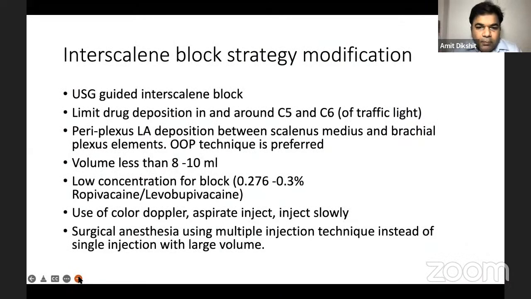So what are the modifications, as I have discussed so many things till now? What is the strategic modification we can think of? It is a good idea to use ultrasound for interscalene block, because in my practice of the last 10 years, I haven't used an interscalene block volume of more than 10 ml for even a single patient. It is always 6 or 7 or 8 ml, but never more than 10 ml, because I have supplemented it with a corner pocket block as well.